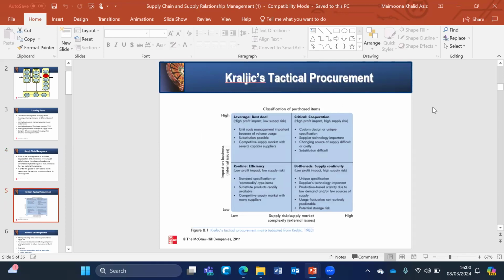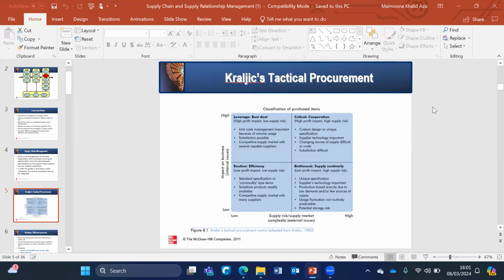Now, we see that there is this graph where on the x-axis we have impact on business, and on the y-axis we have supply risk and supply market. Now, there's four different quadrants in this graph. The first one is leverage. That means the thing that you have to buy from the supplier is something that will impact your profit and business in a very heavy way, and the risk of the supply is low. That means it's a leverage. You can easily manage the cost and you can easily get people to give you different deals on it because you can easily switch from supplier to supplier.